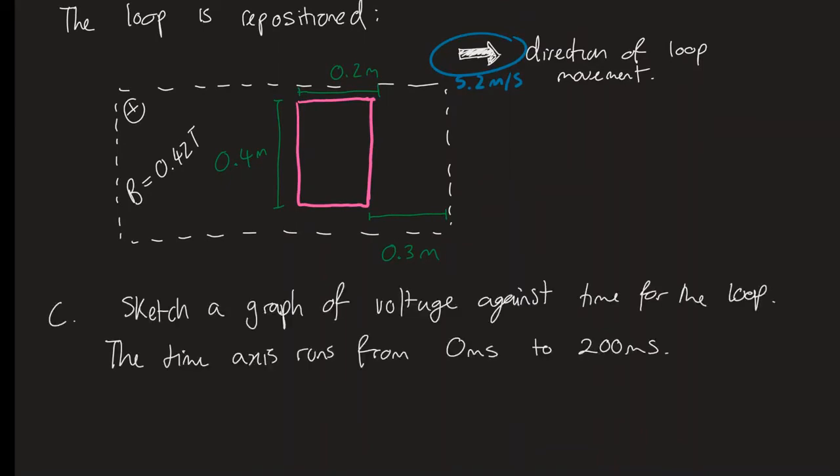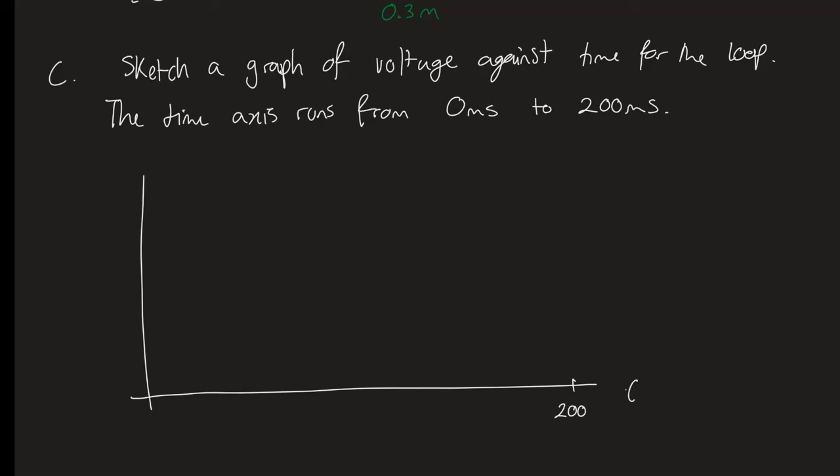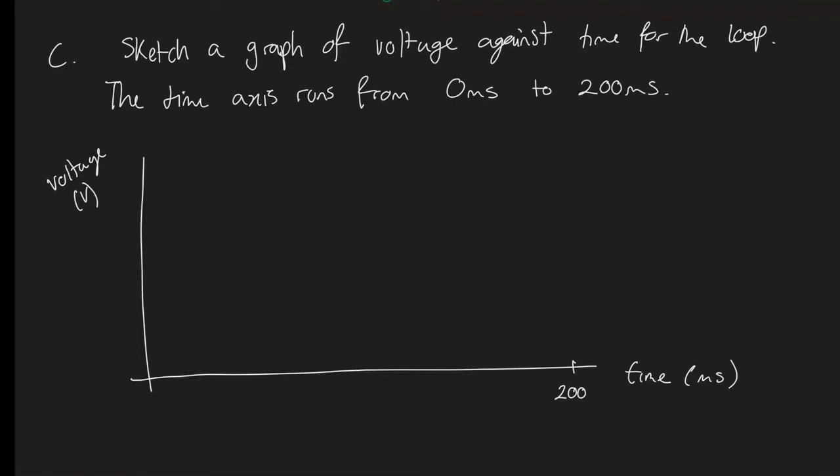Sketch a graph of voltage against time for the loop. The time axis runs from 0 to 200 milliseconds. We'll sketch out some axes to work with. Say that's 200. The horizontal axis is time in milliseconds. The vertical axis is voltage, or induced EMF, and that's in volts.